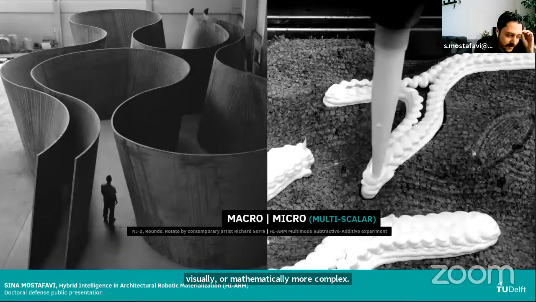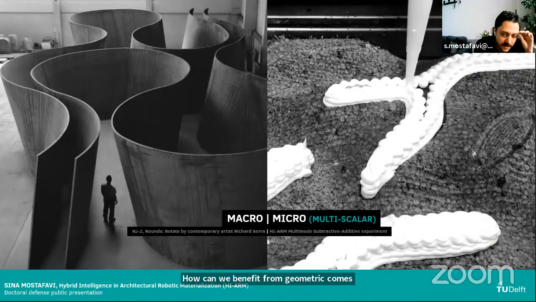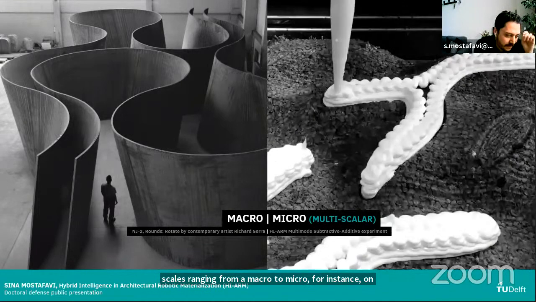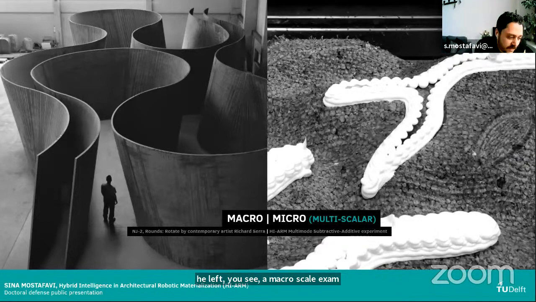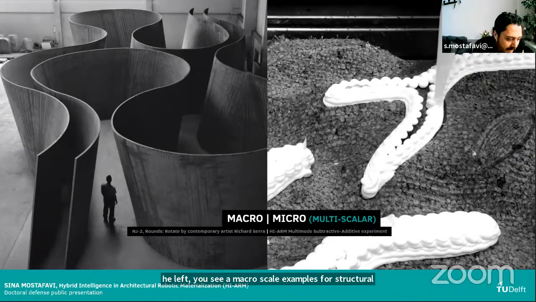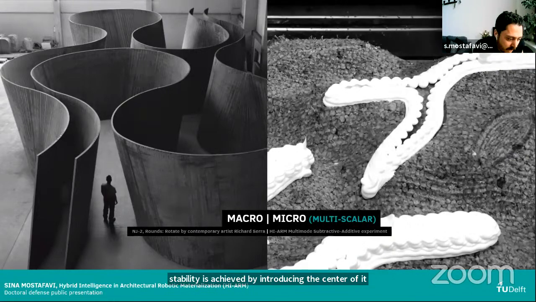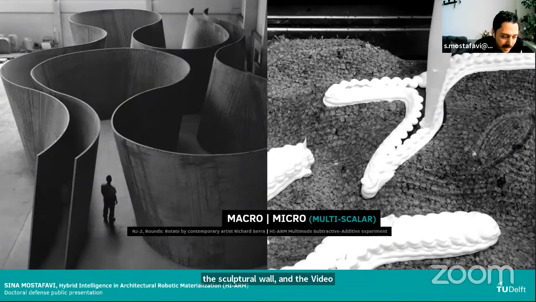How can we benefit from geometric complexity in multiple scales, ranging from macro to micro? For instance, on the left, you see macro scale examples where structural stability is achieved by introducing the Sina curve in the sculptural wall, and in the video on the right, you see how the Sina curve guarantees the stability at very small scale during the robotic 3D printing process.